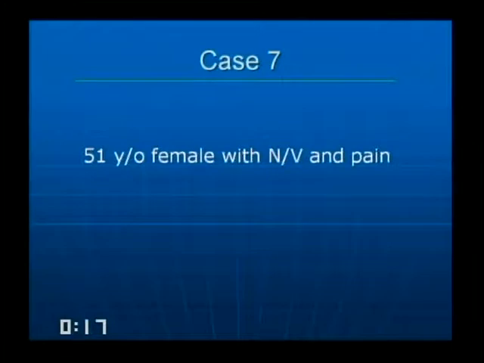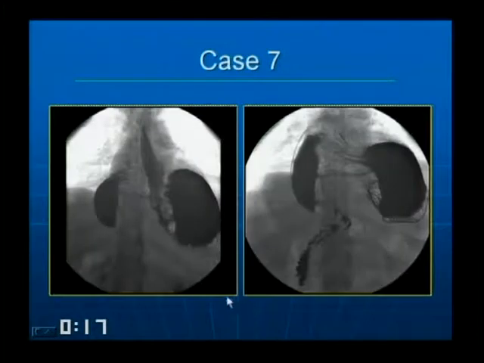Okay, case 7, 51-year-old female, nausea, vomiting, and pain. I don't know about your ER, but that's a history on every patient that comes to me from my ER. What went wrong? The ER didn't do a CT first.